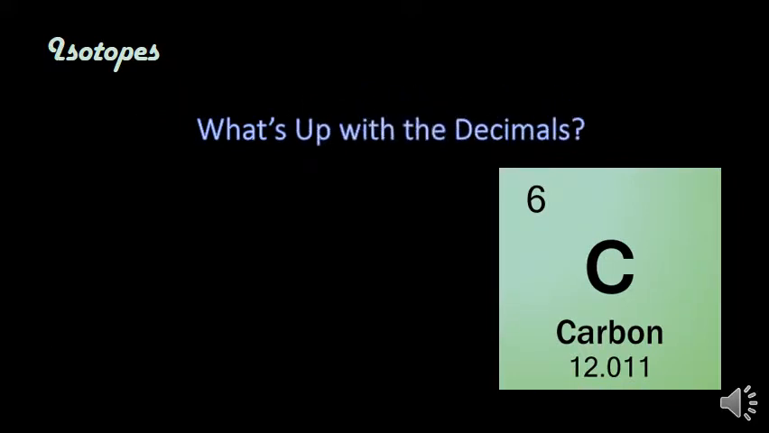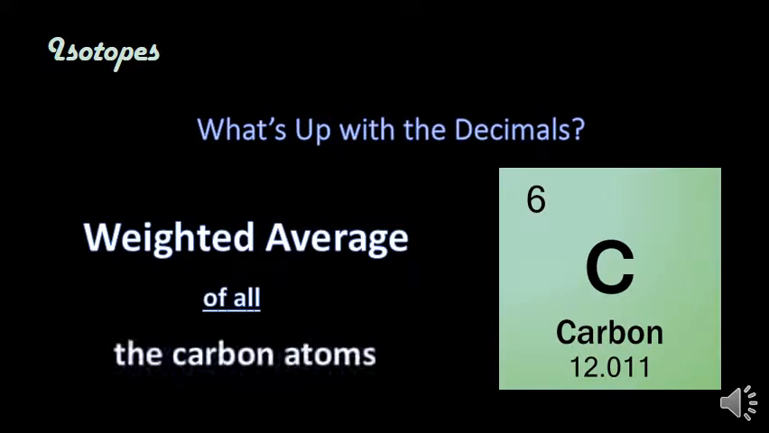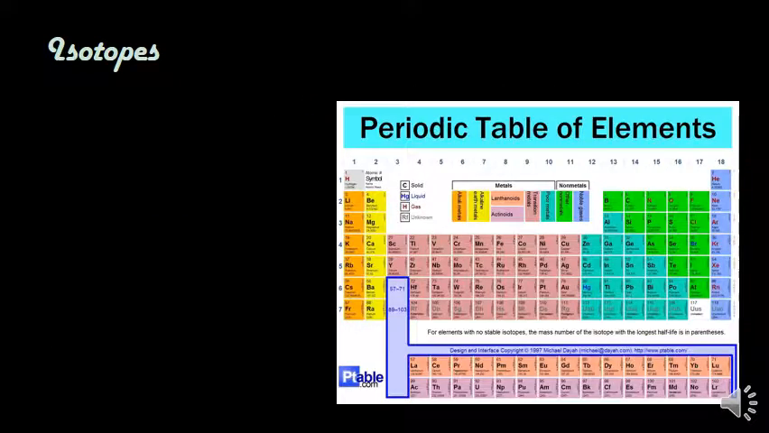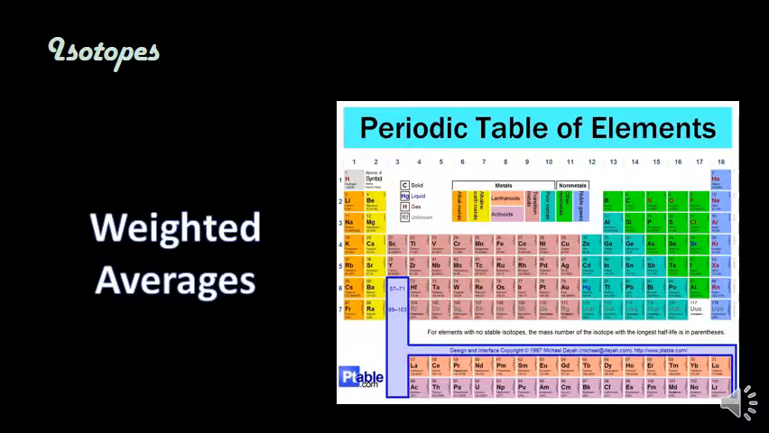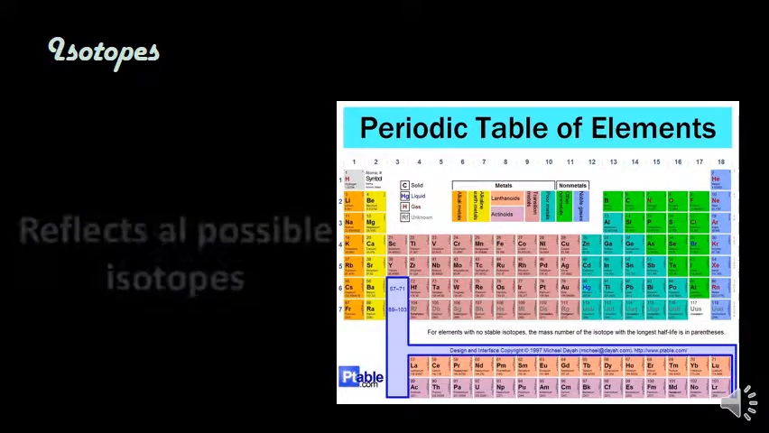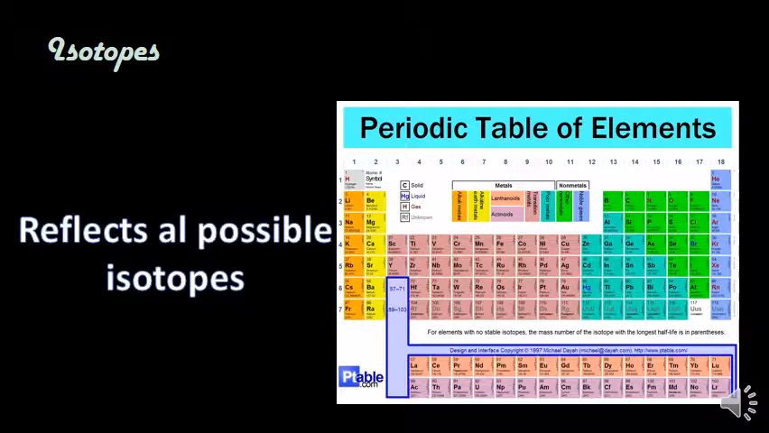And I'm going to redo this slide. When you look at the periodic table of elements, what you're really seeing is the weighted average of all of the isotopes for that given element. All of them.